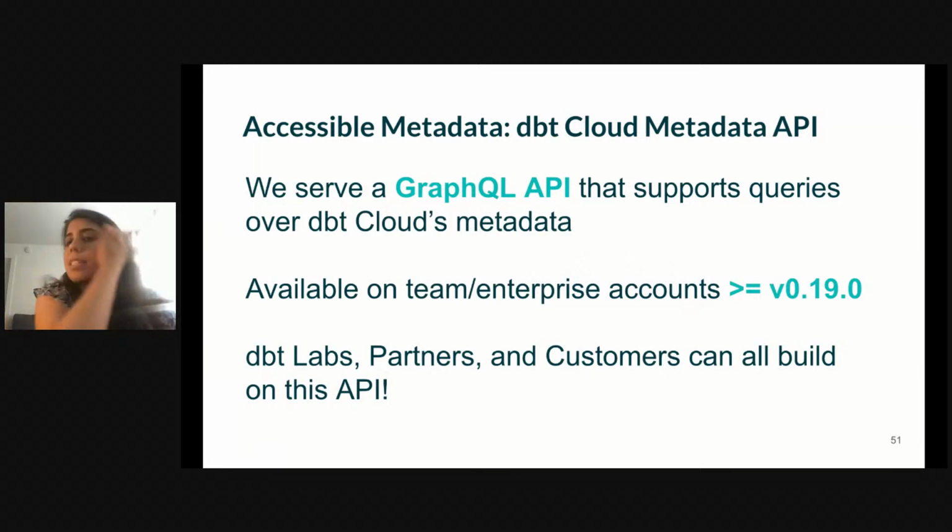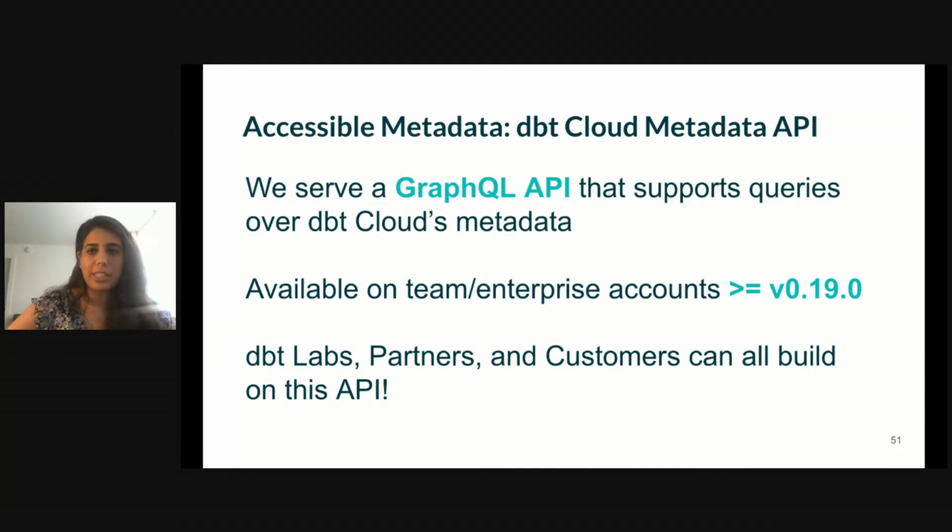And one of our first steps as a team was to make the metadata that we have more accessible and usable. So as Jericho alluded to, what does that mean? We launched the dbt Cloud Metadata API a few weeks ago. Every time that dbt Cloud runs a project, it generates metadata. And we now serve a GraphQL API that supports arbitrary queries over this data.